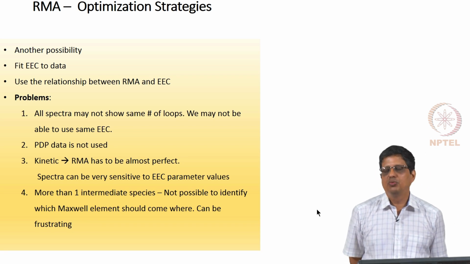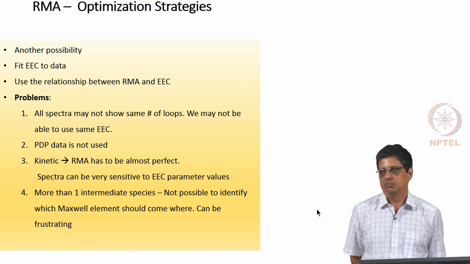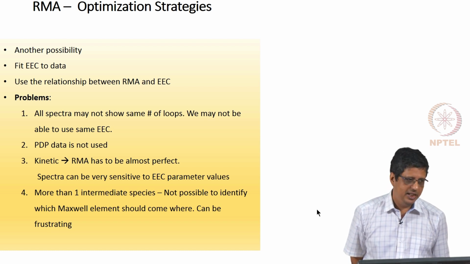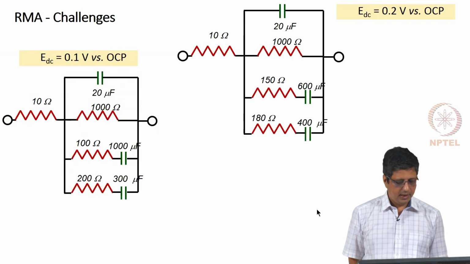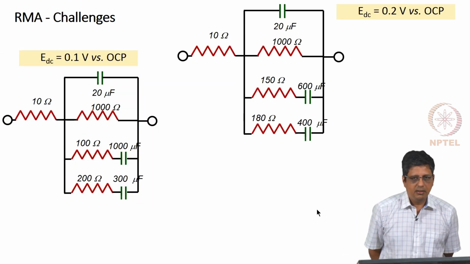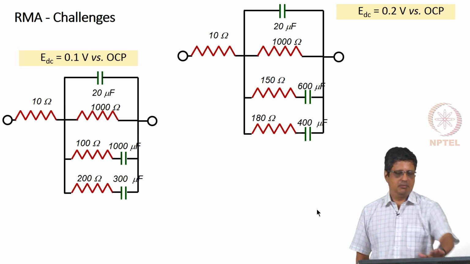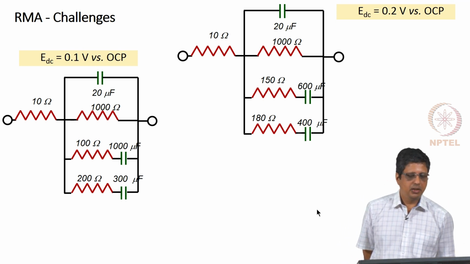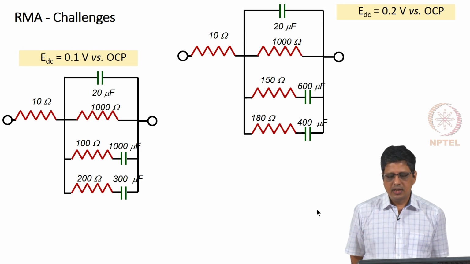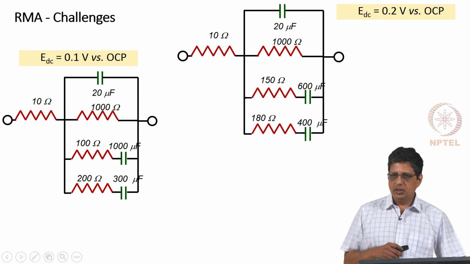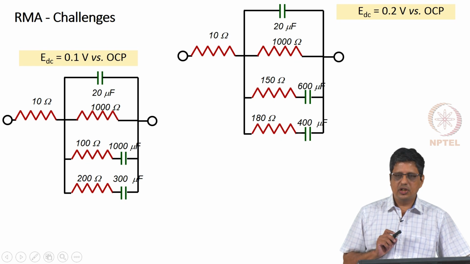And this seems to work, if at all it works, when you have one intermediate species. If you have two intermediate species, you will get a headache, and this is the headache. Let us say we are able to map the data very well. The experimental data is matched exactly with the spectrum and the circuit on the left side. Experimental data at 0.2 volt is matched exactly with the circuit on the right side.